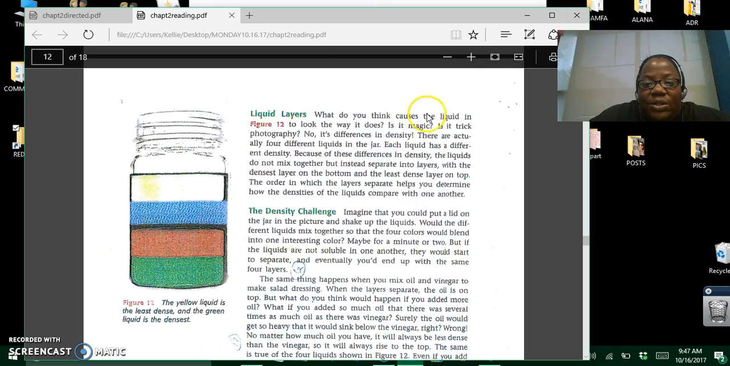Liquid layers. What do you think causes a liquid in Figure 12 to look like the way it does? Is it magic? Is it trick photography? Nope. It's difference in density. There are actually 4 different liquids in a jar. In my class, we did 5 different liquids. Each liquid has a different density. Because of these differences in densities, the liquids do not mix together, but instead separate into layers, with the densest layer on the bottom and the least dense layer on the top. The order in which the layers separate helps you determine how the densities of the liquids compare with one another.